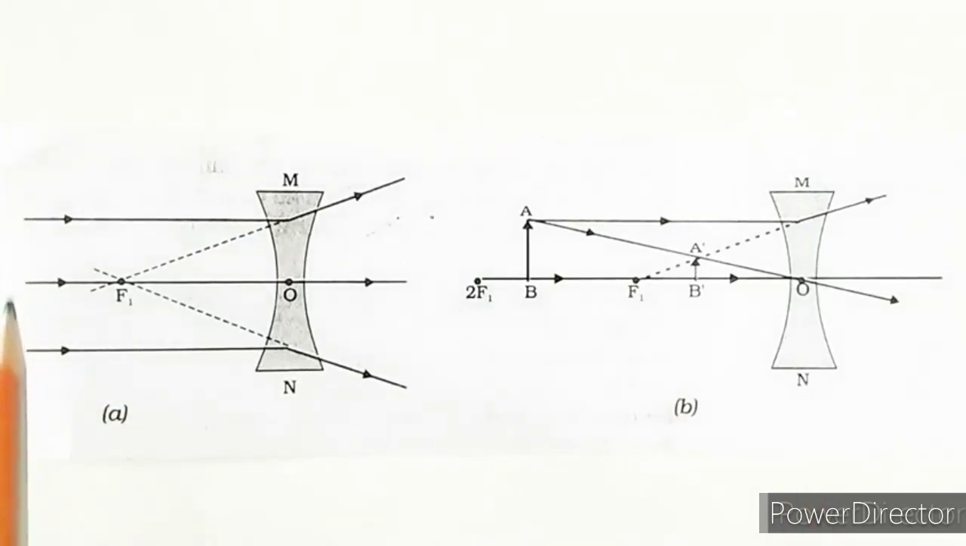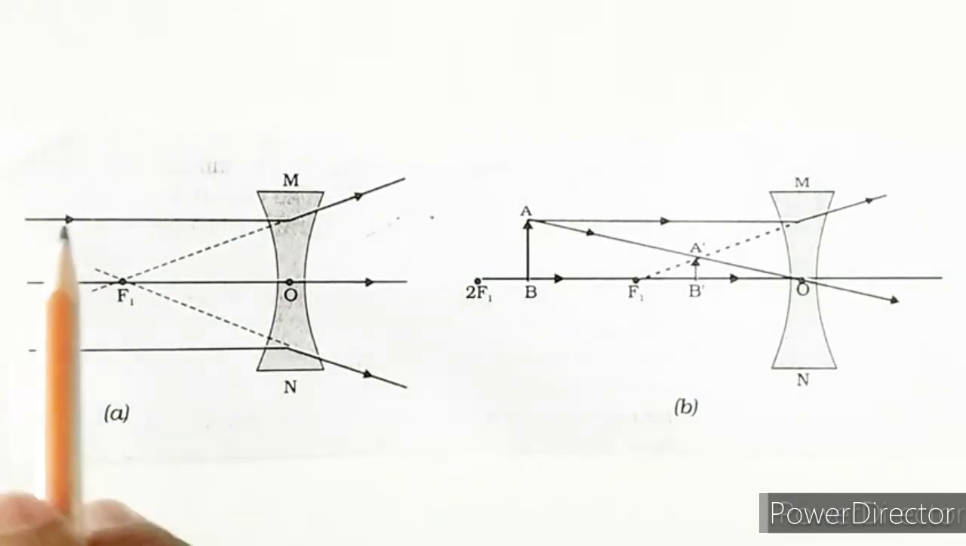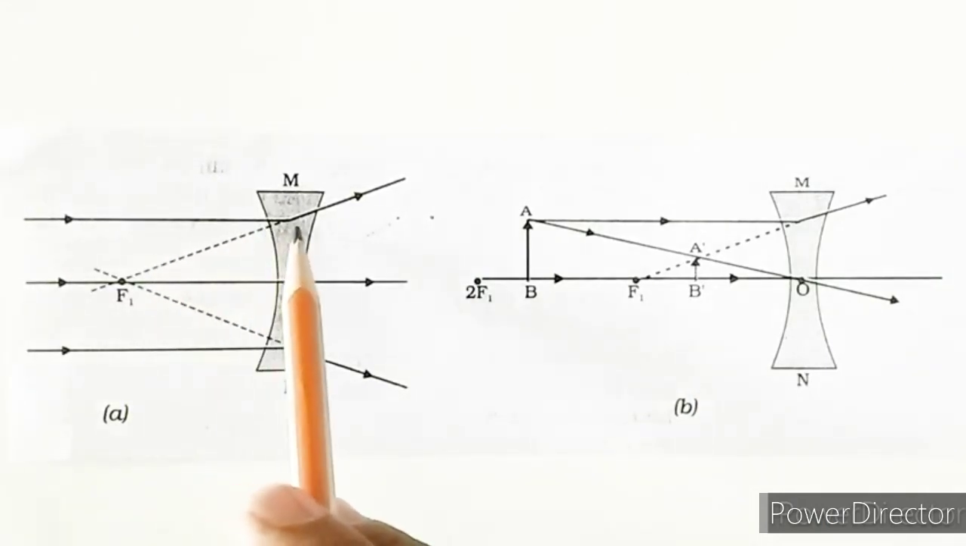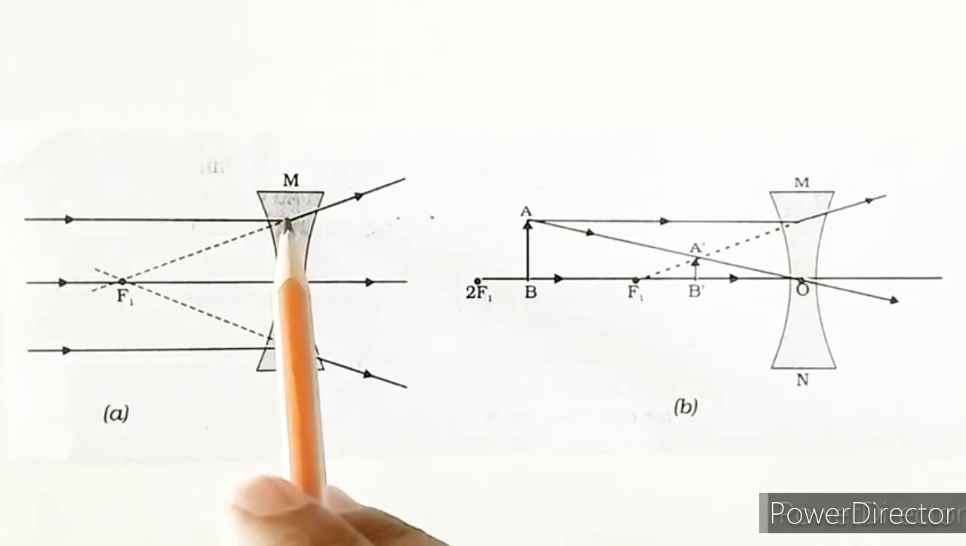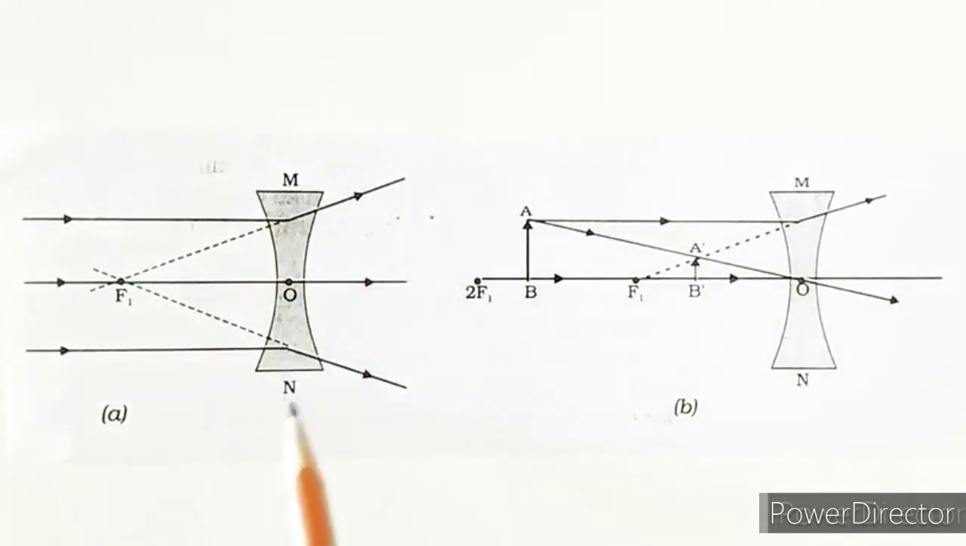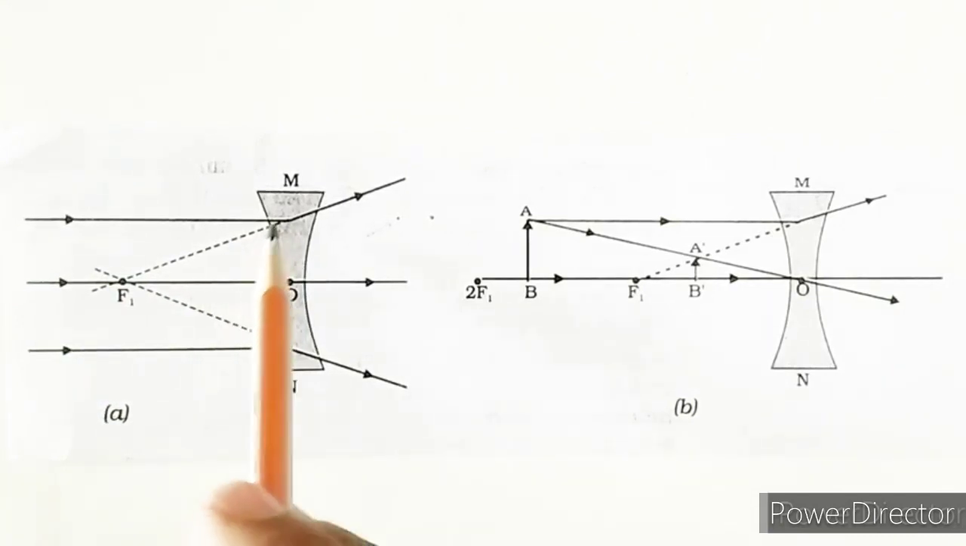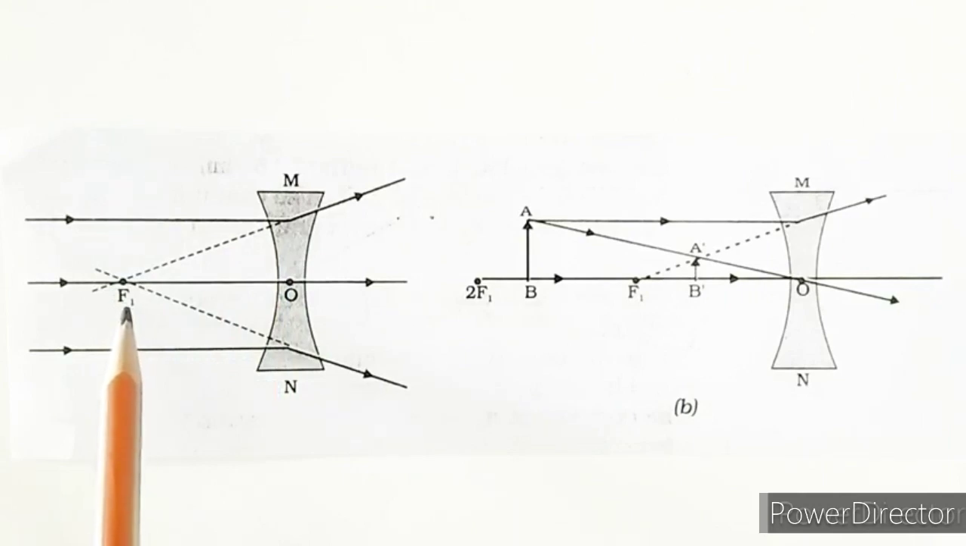One, when the object is kept at infinity. When the object is kept at infinity, the ray of light parallel to the principal axis, after refraction, will diverge. So they will never meet. So you have to draw backward, and whenever you are drawing backward on the same side, it should be with dotted lines because they are not real. They are virtual. So they meet at F1.